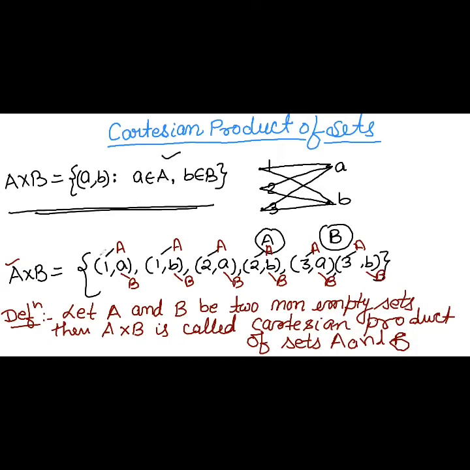Again I'm repeating, we have to take two non-empty sets A and B. Then A cross B is called the Cartesian product of sets A and B. A cross B equals, under curly brackets in set builder form, (a, b) such that a belongs to A, small a from the first set, and small b from the second set. So this is an example of the Cartesian product of sets.